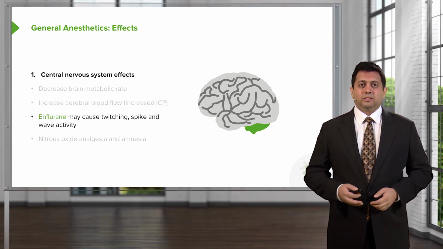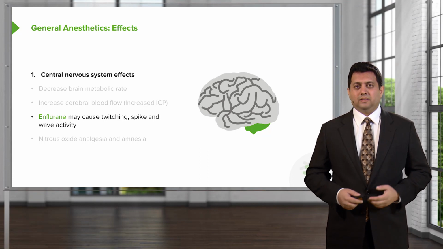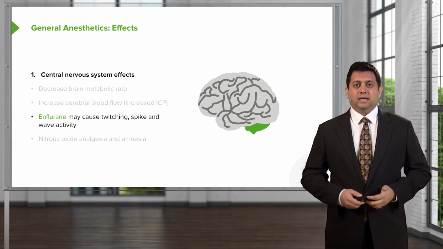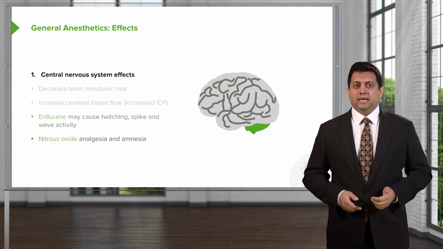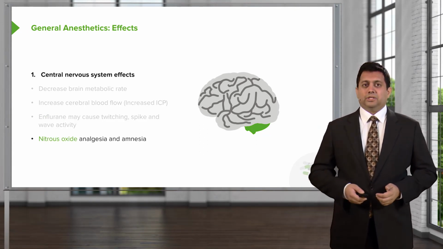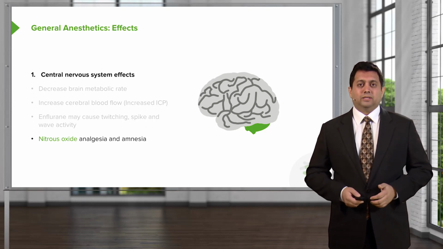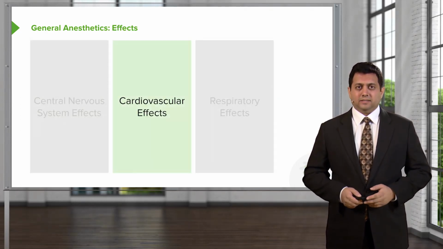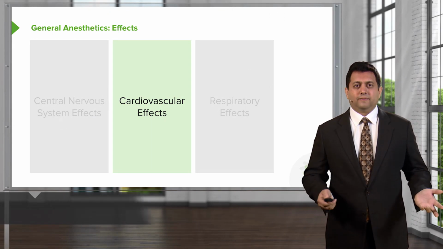Enflurane may cause twitching and spike and wave activity, so this is an important consideration in our patients prone to epilepsy. And nitrous oxide causes analgesia and amnesia. This may be a beneficial thing in certain situations like dental anesthesia. What about cardiovascular effects?